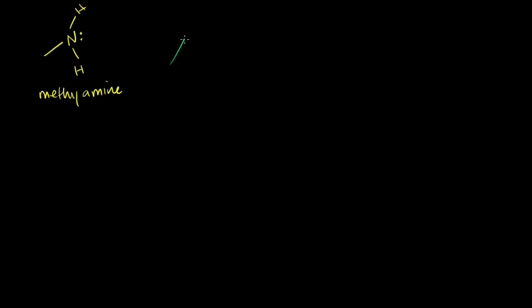Let's say we have something that looks like this. So then we have a bromo group. Now, there's a couple of different ways that you can name this, but maybe the simplest way, you find the longest chain here. It has 1, 2, 3 carbons, so that is a propane.